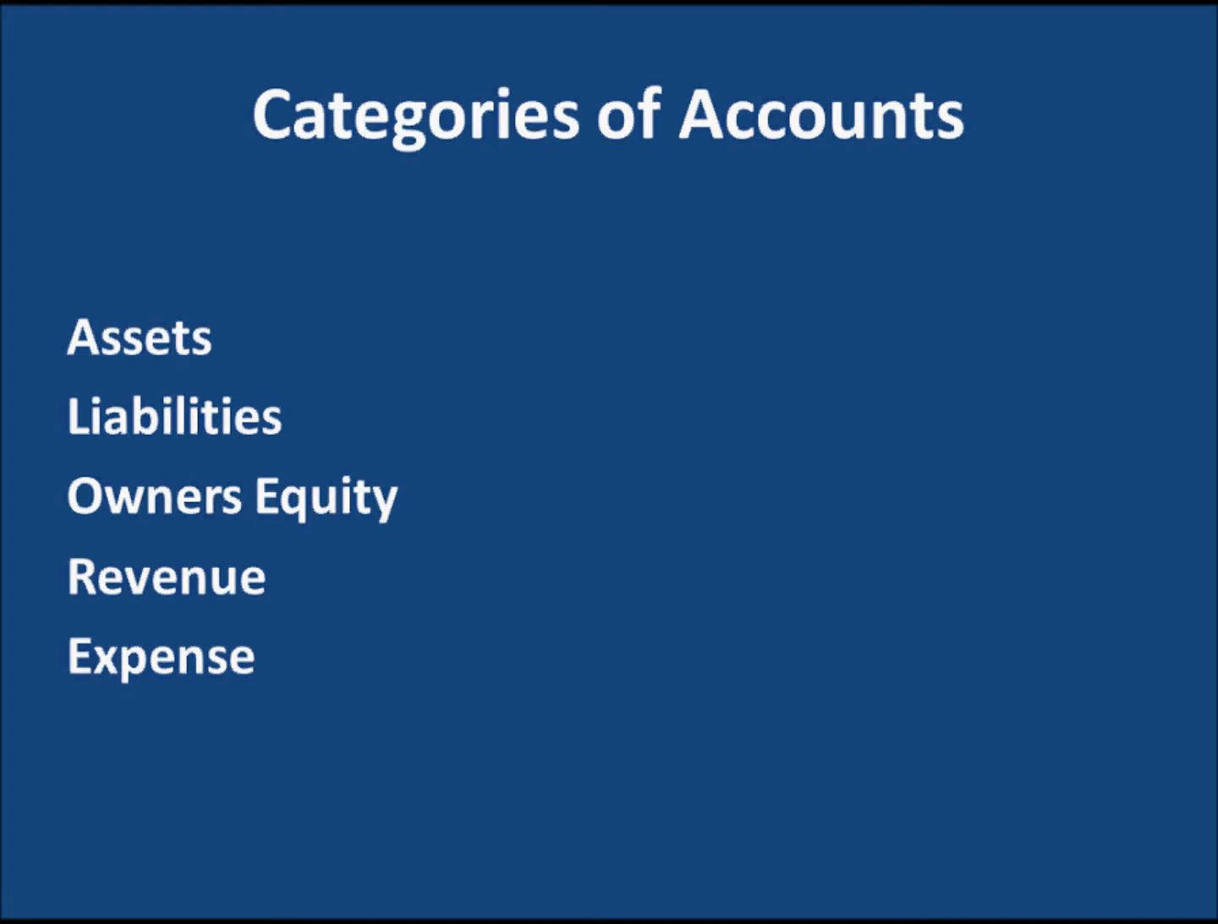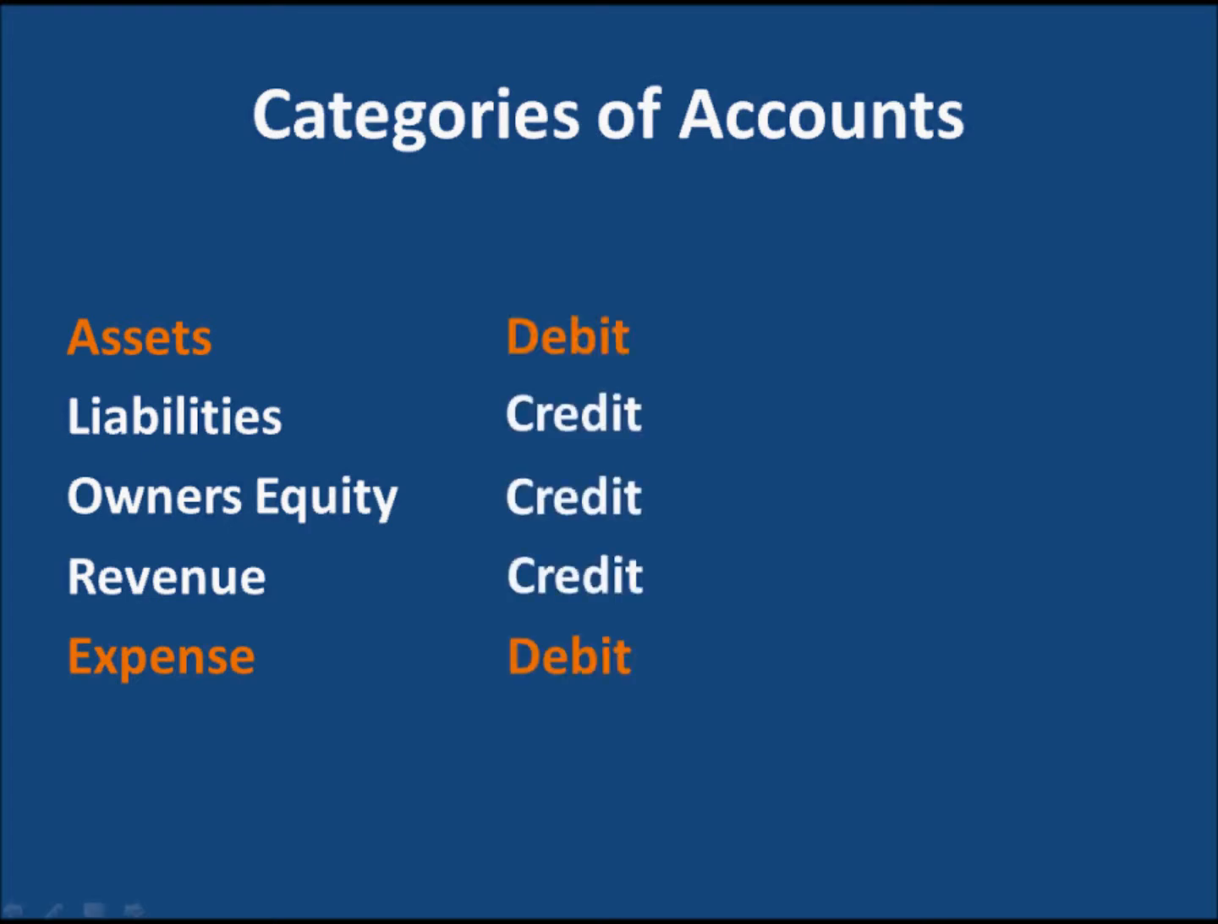All these different accounts are either debit or credit by nature. Assets and expenses are debit by nature, which means that they have increasing balances on the debit side. Liabilities, owner's equity, and revenues are all credit by nature, which means that if the balances of these accounts increase, these accounts are credited. So assets and expenses increase with a debit, while liabilities, owner's equity, and revenue increase with a credit.